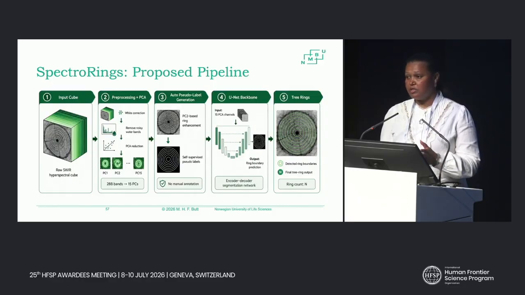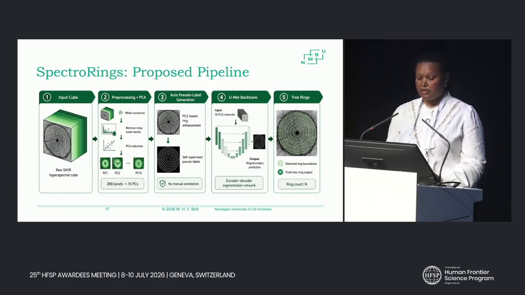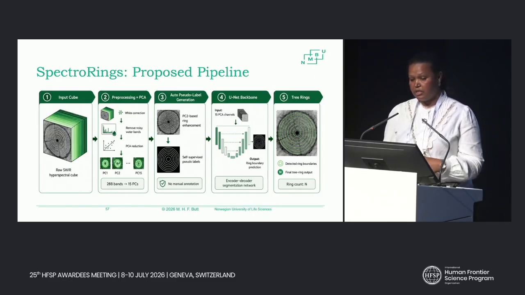We are talking about tree ring identification, but in terms of deep learning, the problem is segmentation. So we are using semantic segmentation. And then the final step is to predict the tree rings.